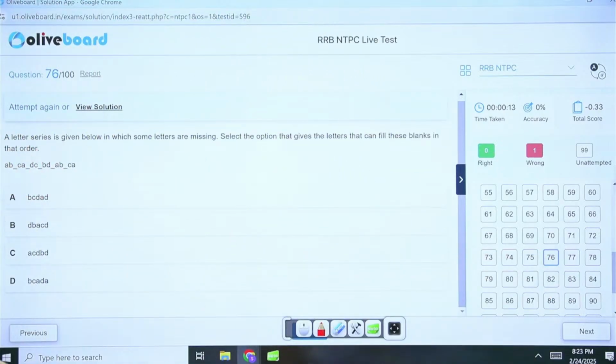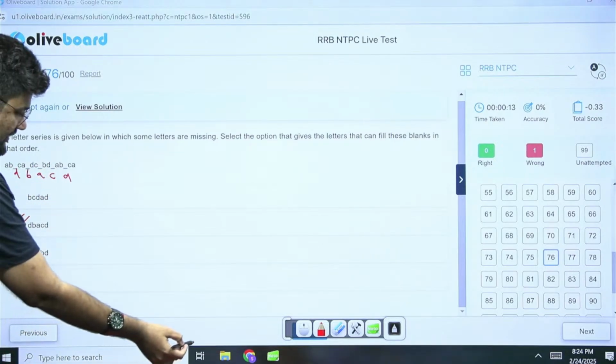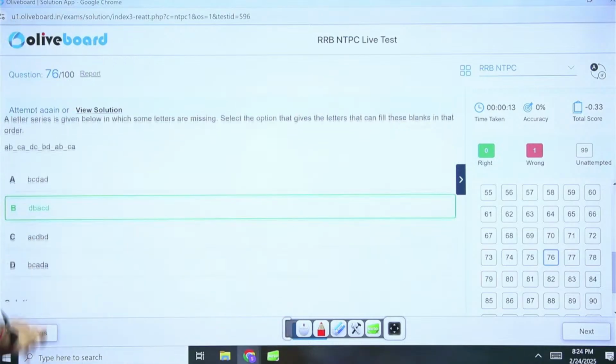Next, 76. This one also, observe and get your answer. You don't have to do much hard work here. A B dash C, A dash D C. So there has to be D here, and there has to be B here. A B D C, A B D C. Then we will have A B D C, A B D C. Very easy. So what is happening? We have D B A C D, D B A C D. Option B should be the right fit. And let's check. Yes, it's absolutely correct.